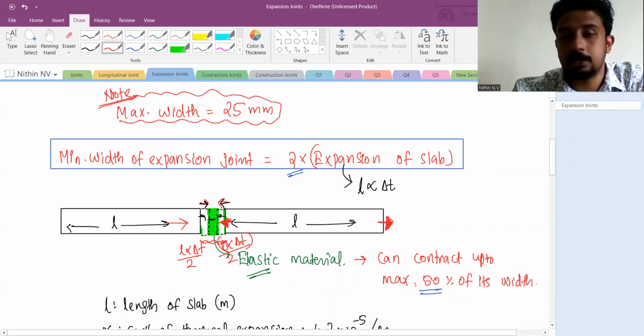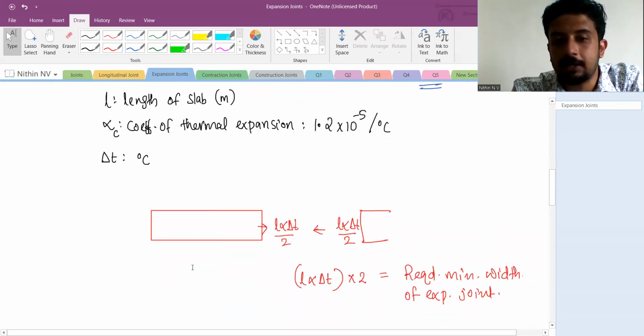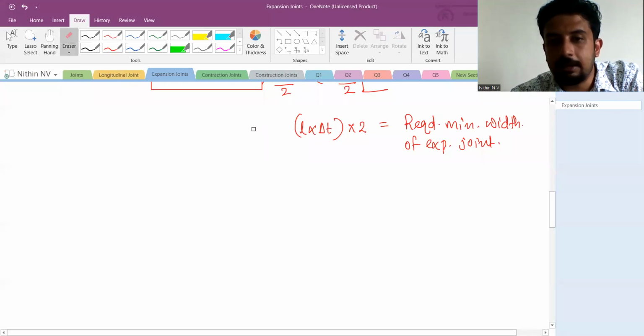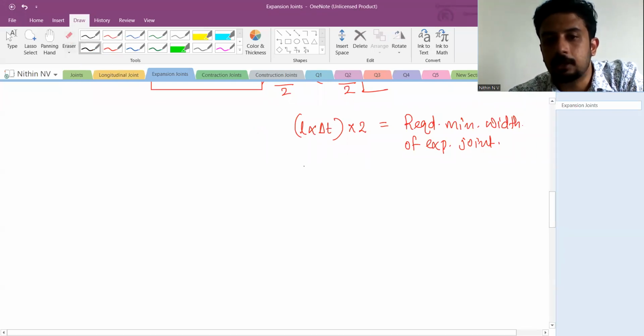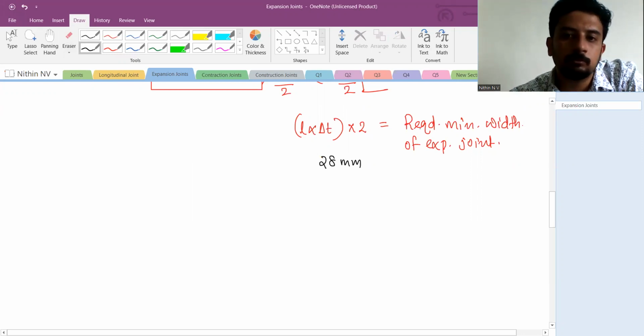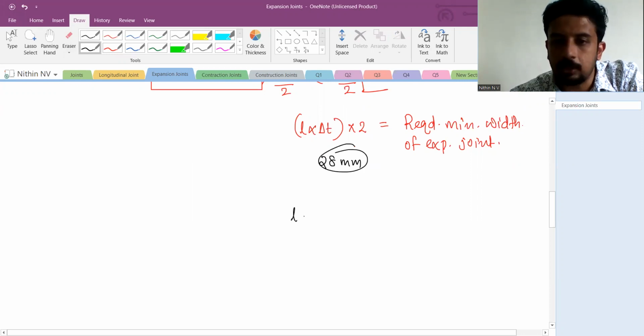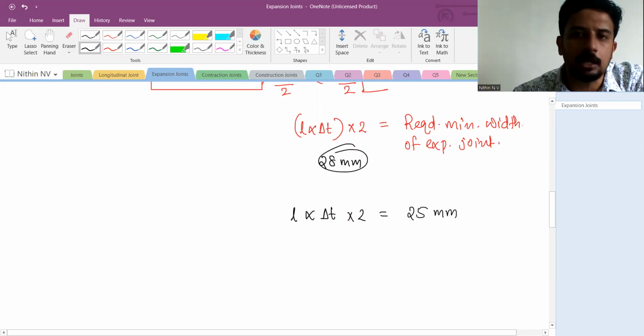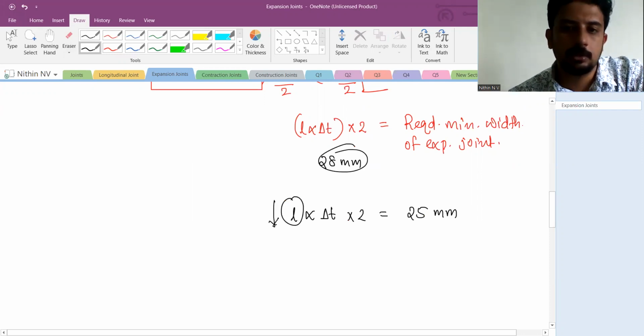But suppose once you calculate this L alpha delta T, see what is our condition now? See, this is the equation now. Suppose if you calculate L alpha delta T into 2, and if you are getting around 28 mm, then what to do? You cannot provide 28 mm, no, then what to do? Then again we'll calculate L alpha delta T into 2 is equal to 25 mm. This is the maximum value. Then what we need to do? This length we are going to reduce.